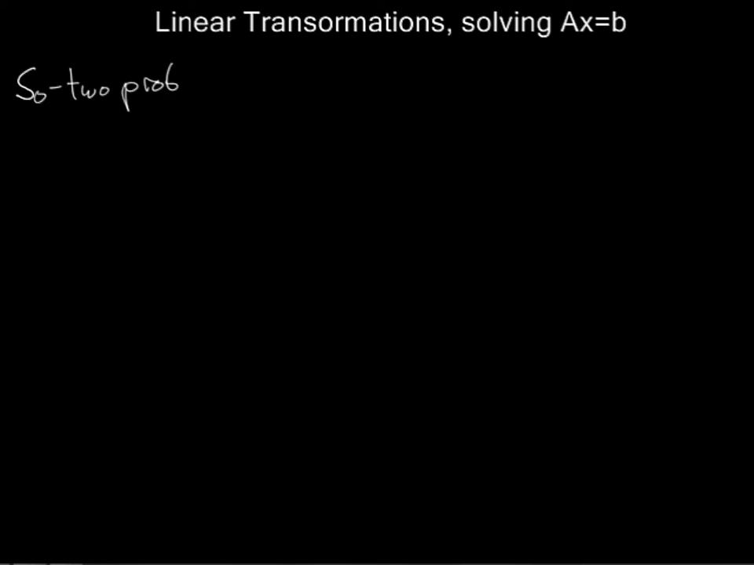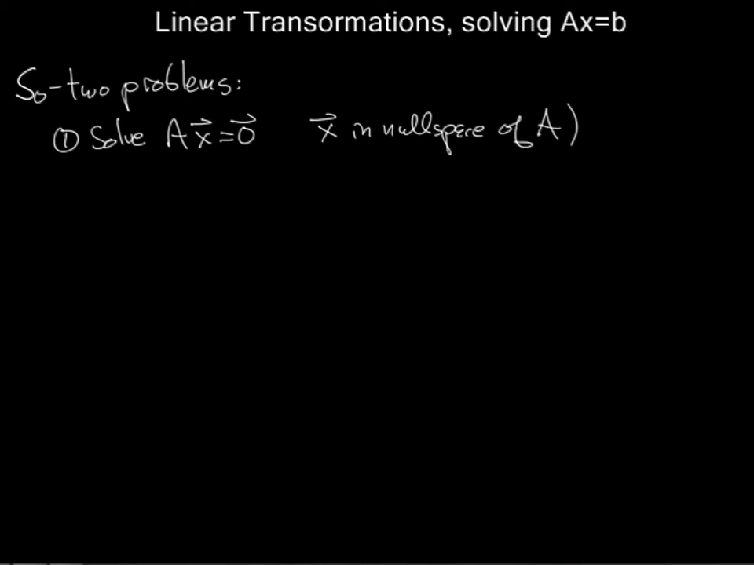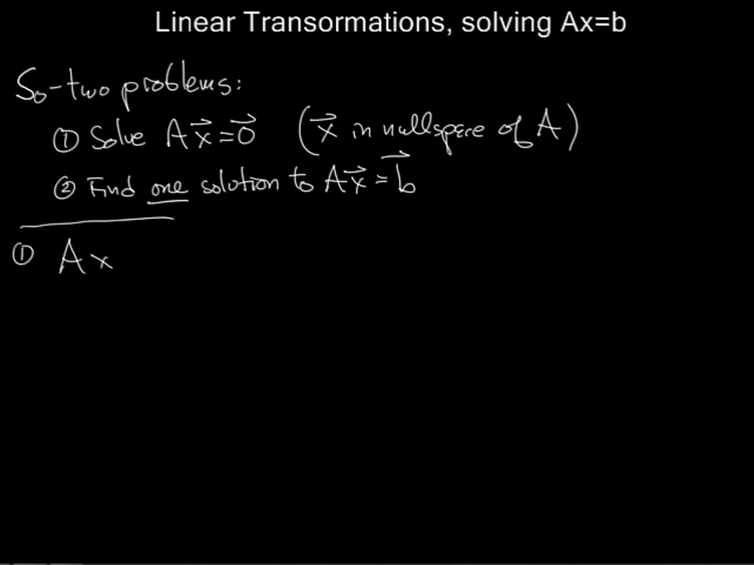So to reiterate, we have two problems. We need to solve the homogeneous equation Ax = 0. That is to say, x is in the null space of A. And we need to find a single solution, a particular solution, to the non-homogeneous equation Ax = b. So let's talk a little bit more about the first part, where we have a homogeneous equation.